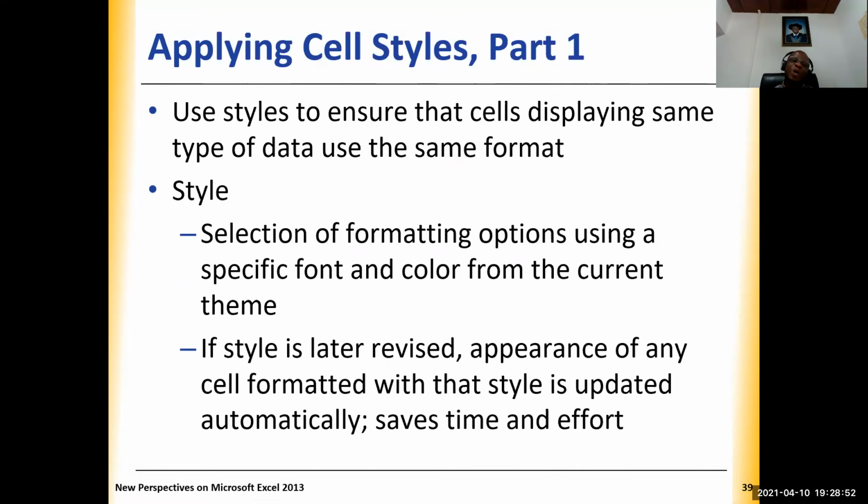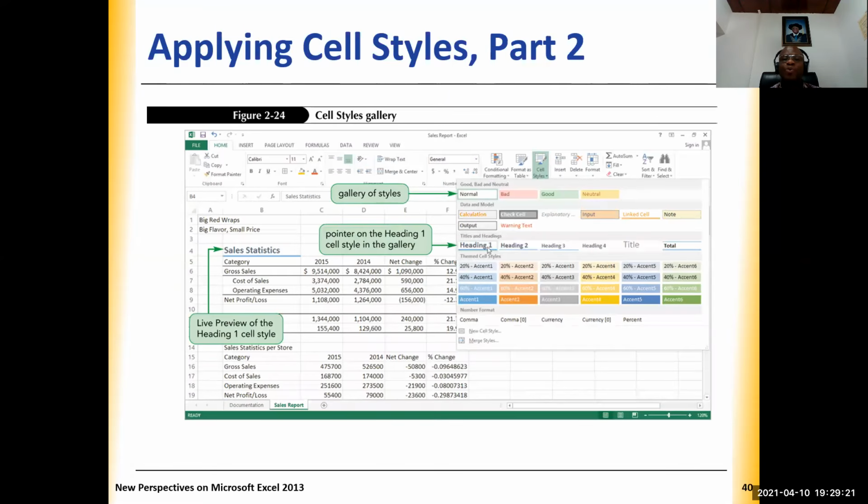Now, depending on what you are doing, you can also apply what we call cell styles. And cell styles will give you a different look and feel when it comes to formatting of your cells. So you use styles to ensure that cells displaying the same type of data use the same format. The style will do a selection of formatting options using a specific font and color from the current theme. And if a style is later revised, the appearance of any cell formatted with that style is updated automatically. It saves you time and effort.